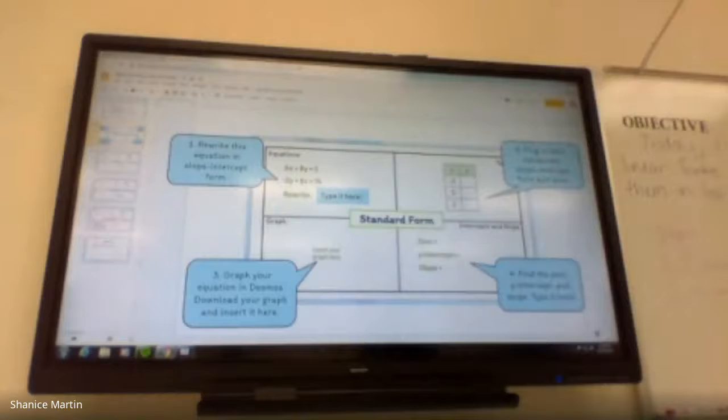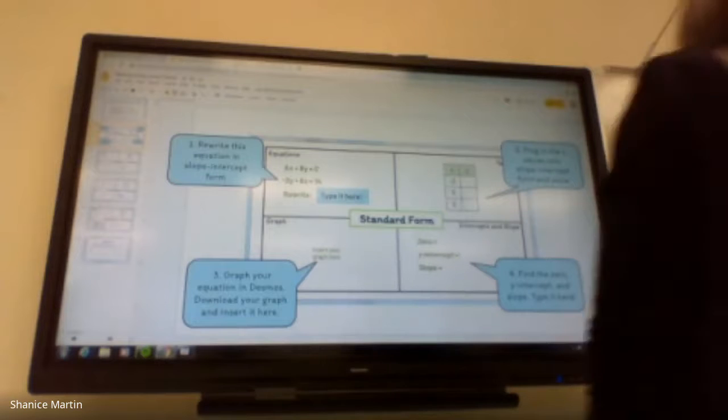Your graph? Choose one of the corners. See these corners? There's blue boxes. Click on the corners. Big and small. Keep doing it until you get the size that you want.